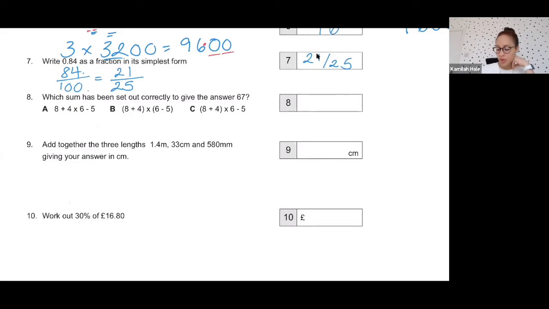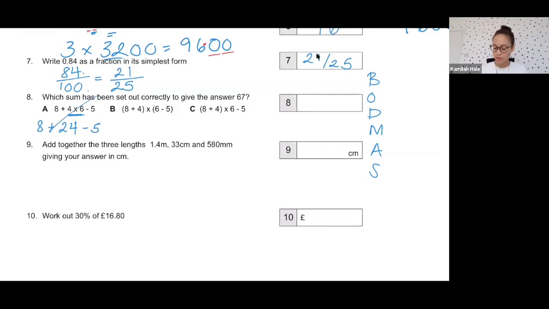Okay, so BODMAS, I'll write it here. We've got addition, multiplication, and subtraction in A, so we need to start with the multiplication, and that would be 24. So now we've effectively got 8 plus 24 minus 5. Now we're going to just start at the beginning because we've got addition and subtraction. So we'll do 8 plus 24, which is 32, take away 5, and we get 27. So A is not going to work. I'll put a line through it so I remember.